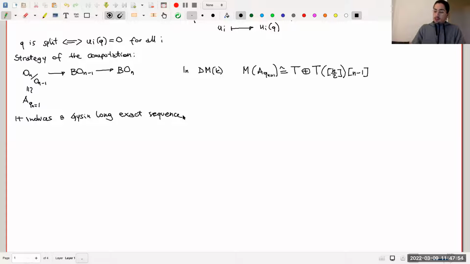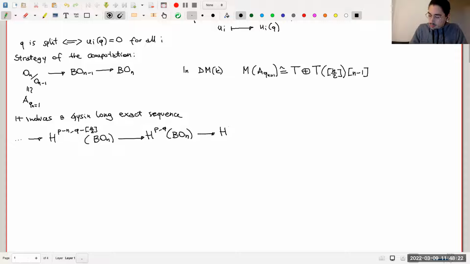A Gysin long exact sequence of this shape. So for motivic cohomology, something like this. You have H^{p-n,q-n/2} of BO_n, and it goes to H^{p,q} of BO_n, then the restriction to BO_{n-1}, and so on. And this is just multiplication by this u_n, by this extra polynomial generator. So if you know the cohomology of BO_{n-1}, then you get the one for BO_n. Okay, now our situation.